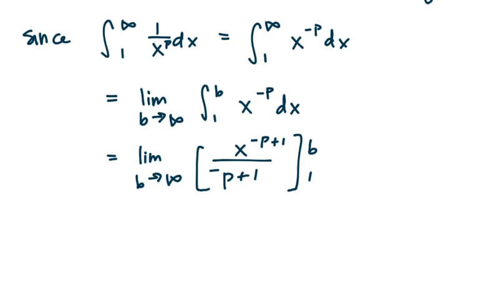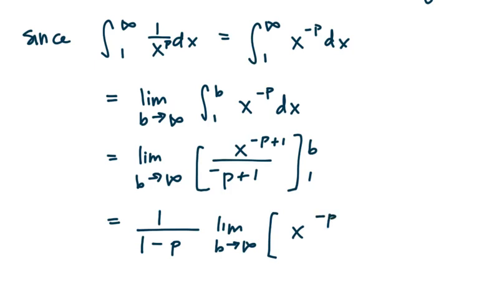P is just a value here. It's a constant, so I can pull that in front. I've got 1 over, I'm going to rearrange that, 1 minus p, times the limit as b goes to infinity, and I'm dealing with x to the negative p plus 1 from 1 to b. So I pulled the denominator out in front. I have this numerical exponent here.